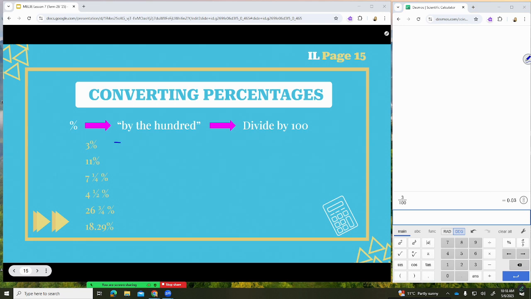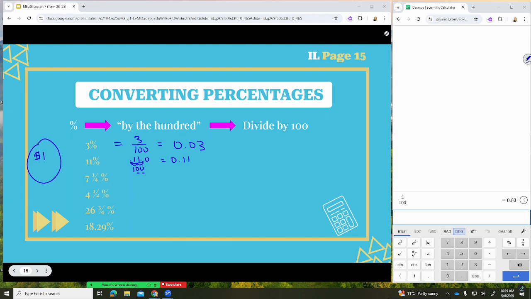So for our first one, 3 divided by 100 is 0.03. 11 divided by 100, remember it's like there's a decimal zero after the 11 as a whole number. There are 2 zeros in 100, so we can move the decimal place 2 times, giving us 0.11. Now, when you've got a fraction in your percentage, you're going to write it out as if we're thinking of it in terms of money.